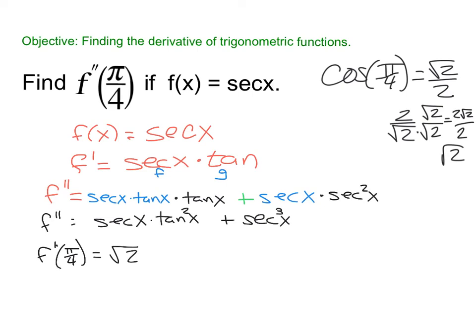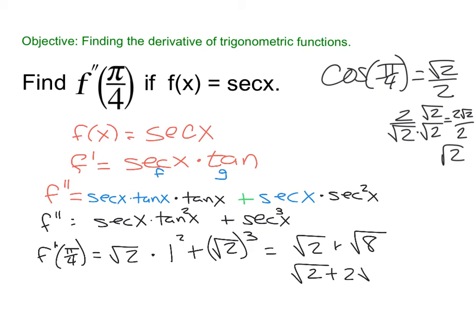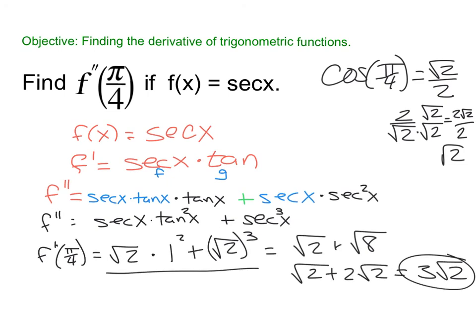So it's root 2 times 1 squared, tan of pi over 4 is just 1, plus secant, again, is root 2 to the third. So we end up with root 2 plus cubed square root of 8, root 2 plus 2 root 2, 3 root 2. That's it. I know, it's kind of a lot. The plugging in is just, as long as you get there, they don't make a big deal. Like, you could have left it root 2 plus 8 root 8, but it depends on how good you are at this.